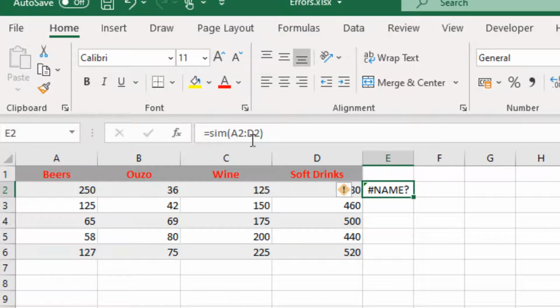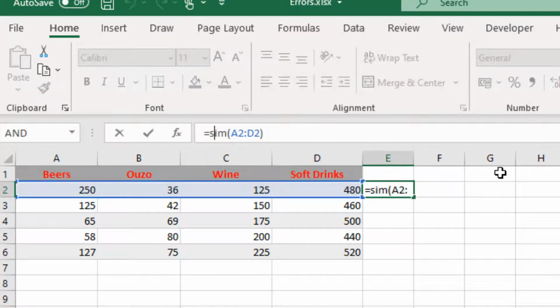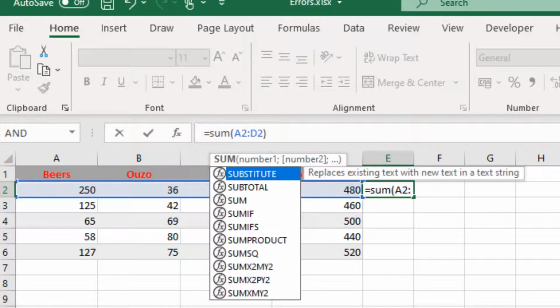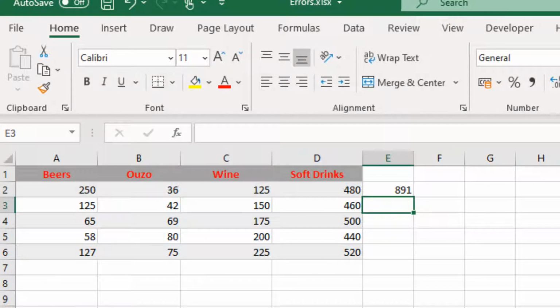#NAME. Here, equals SIM A2 to D2. I was trying to sum the cells A2 to D2, but accidentally I wrote the formula wrong. So all we need to do is to correct it, and then we will have a result.